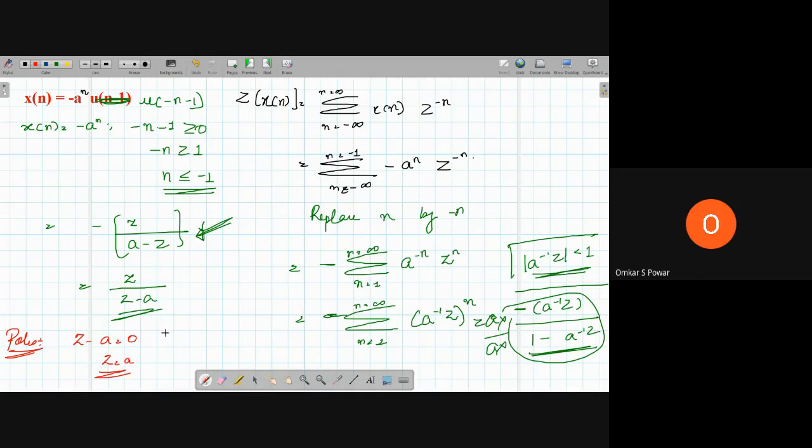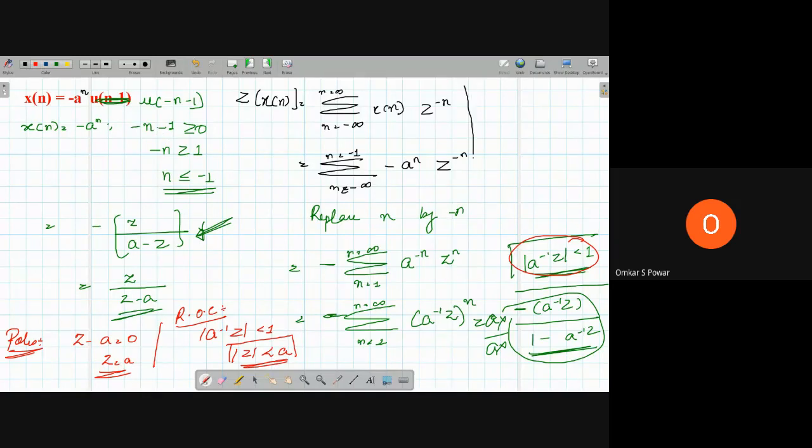So now to find the ROC, what do we need? We can use this condition. So ROC is nothing but mod of a to the power of minus 1 z is less than 1, which implies mod z is less than a. So how can we plot this one? Observe, mod z is less than a. This is similar to your property number 4. When you have an infinite sequence and your sequence is negative, then your ROC lies inside the innermost pole. So using that fourth property, mod z should be less than a.